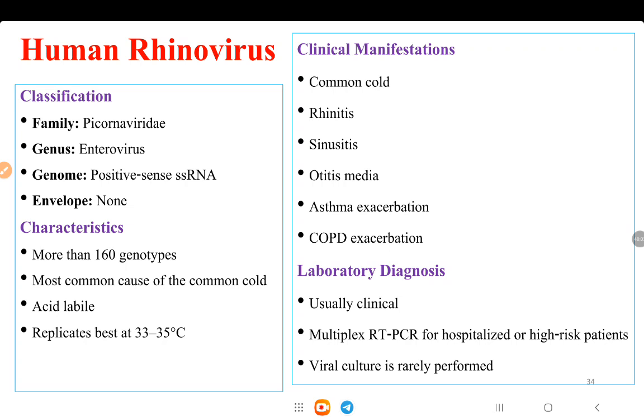For laboratory diagnosis we can usually diagnose clinically, but we can use multiplex PCR for hospitalized patients or high risk patients. Viral culture is rarely performed. Developing a vaccine for this virus is very difficult because the virus has many different serotypes, which makes it difficult to develop a vaccine for each serotype.